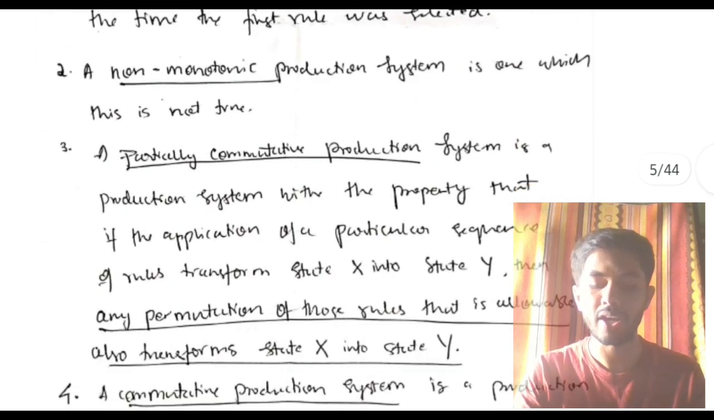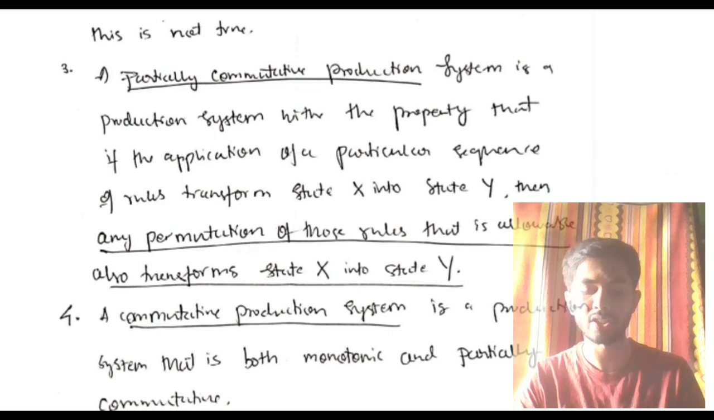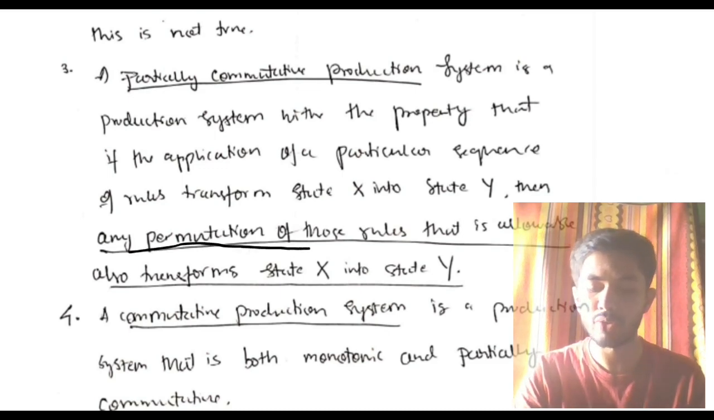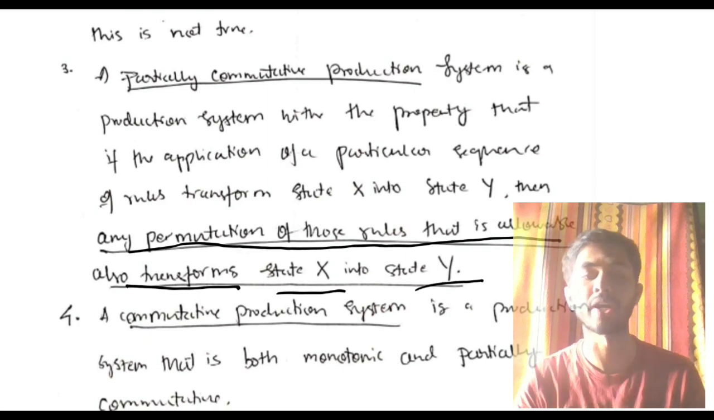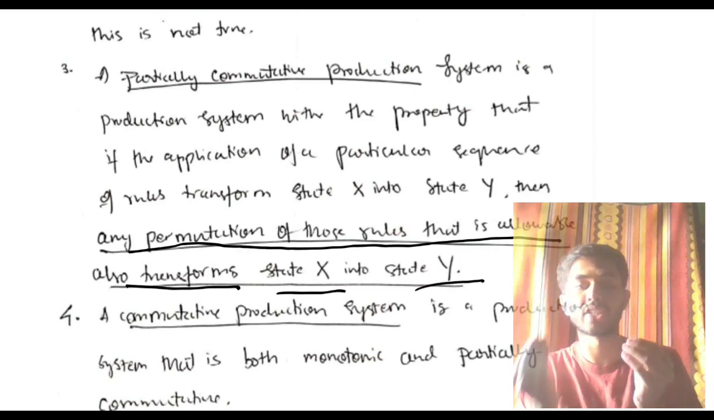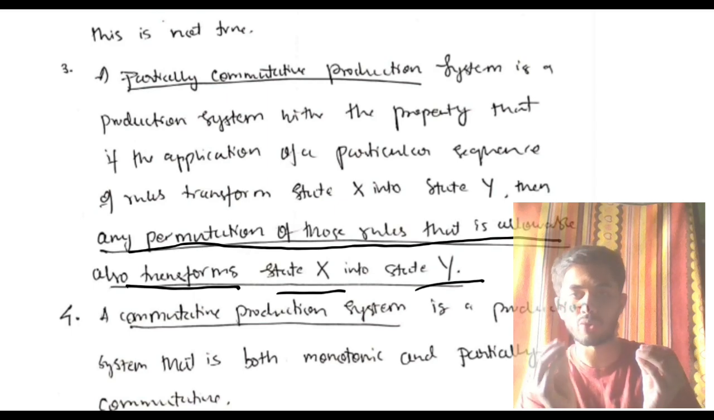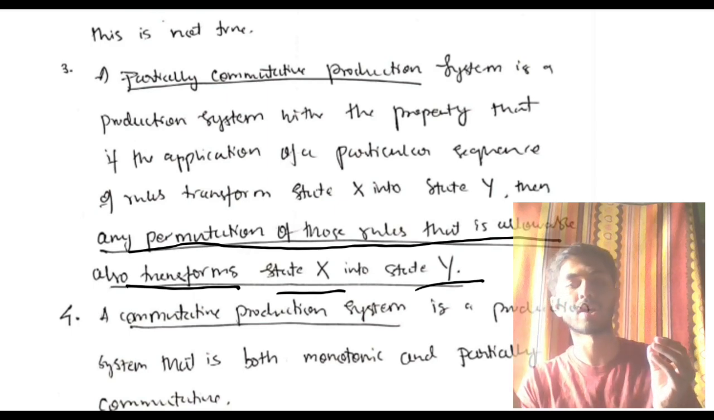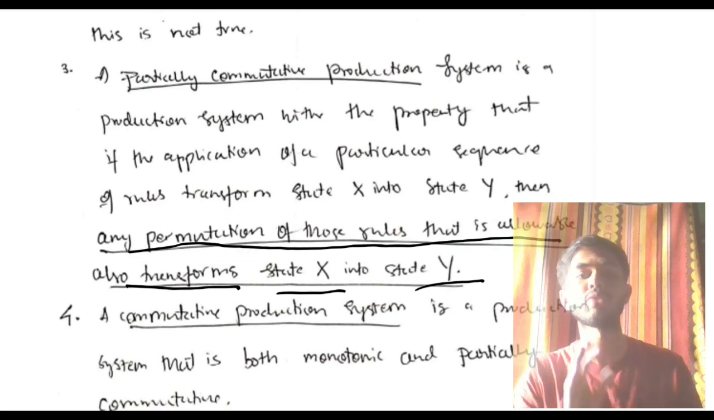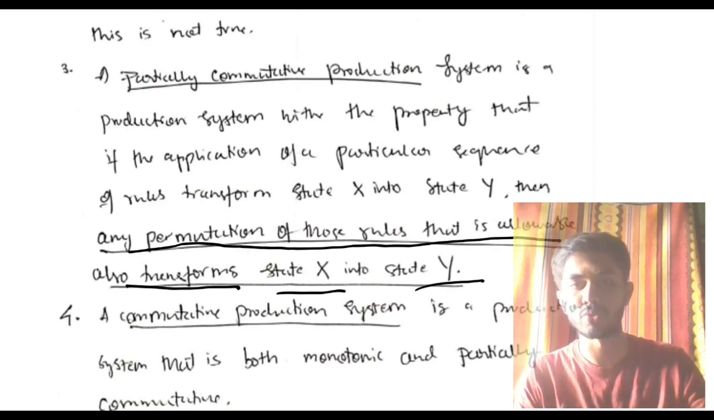Next, moving on, we have the partially commutative. Here the order does not matter. Order does not matter means any permutation of those rules that is allowable also transforms a state X into state Y. You have to transform state X into state Y, and there are many ways possible, but the order does not matter. You are performing step 4 first, then step 5, then step 3, then step 2. Anyways, you are reaching the goal Y. That's all that matters. It does not matter which way you are doing it. That is what is meant by the permutation of those rules.